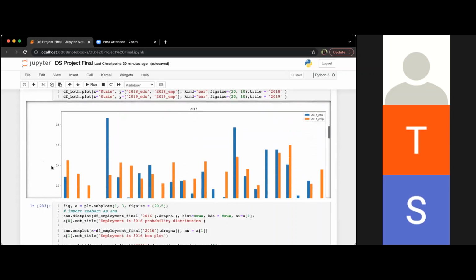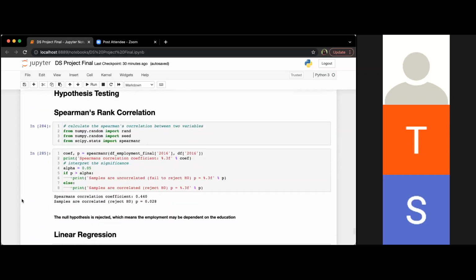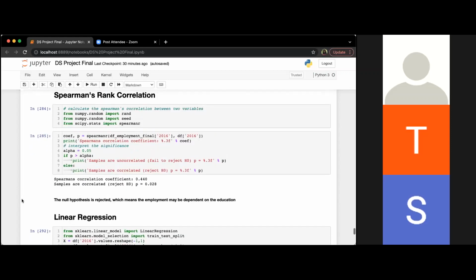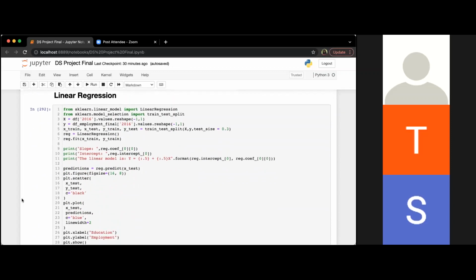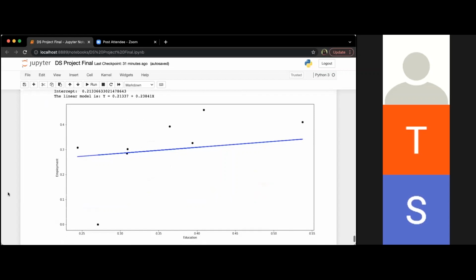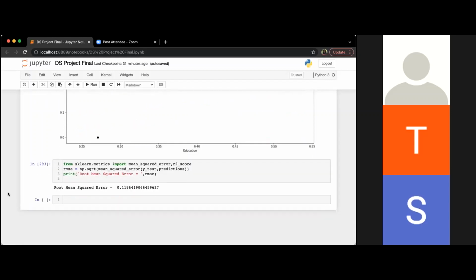As we also saw from the hypothesis testing, as our distribution was non-parametric, we used Spearman's rank correlation, and we got a p-value which is less than 0.05 or 5%, and hence our null hypothesis was rejected. To prove our alternate hypothesis, we use linear regression, which is a supervised model, and we plotted the graph. We got a relationship, and hence we can say that employment and education do have some correlation.